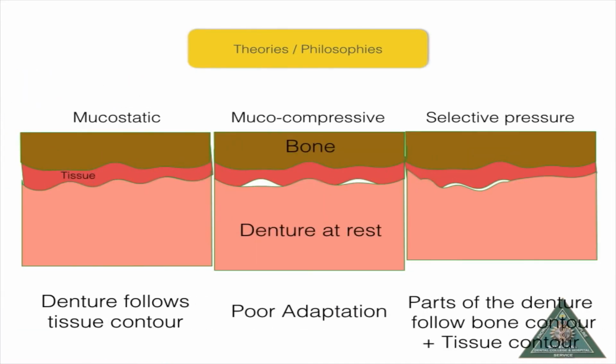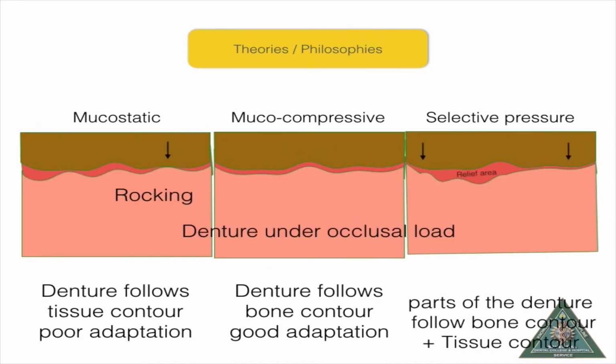In this diagrammatic representation, we can see that on the left side there is perfect adaptation with the mucostatic impression at rest, and a denture is being pushed out in a mucocompressive impression at rest, and in selective pressure some areas there is contact, some areas there is no contact, so it is neutrally over. In function, the mucocompressive impression has the best adaptation, the mucostatic impression shows rocking, and the selective pressure impression also has quite good stability.